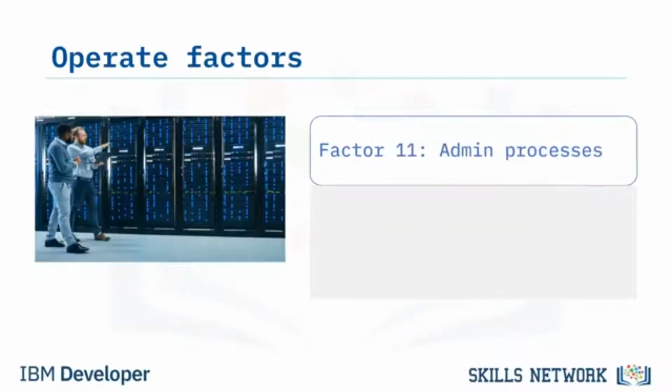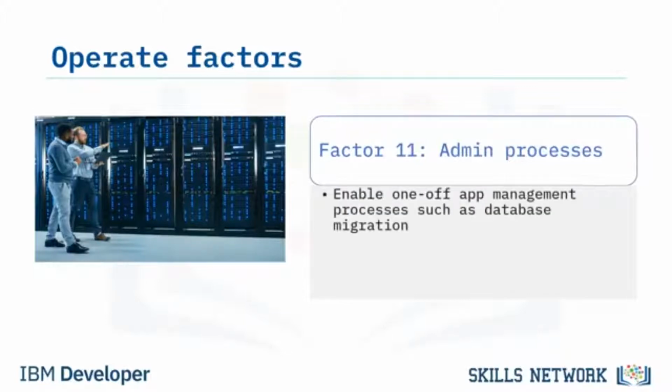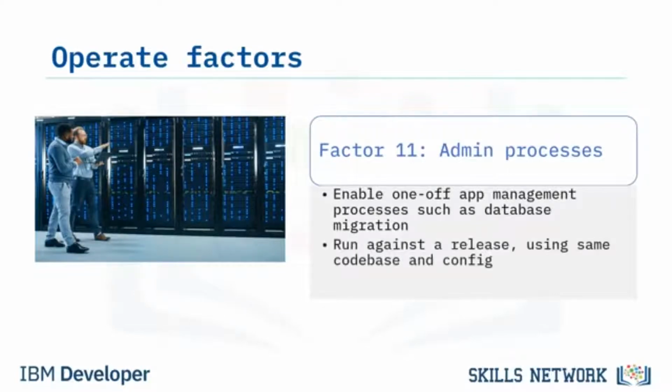Finally, the last factor is factor 11, admin processes. Admin processes are one-off processes used for managing an app, such as a database migration. Admin processes run against a release, using the same codebase and config. Additionally, the code should include admin processes so that the admin processes remain synchronized with the app.